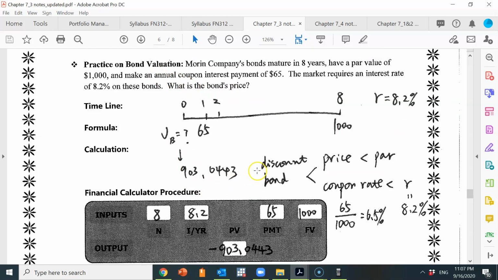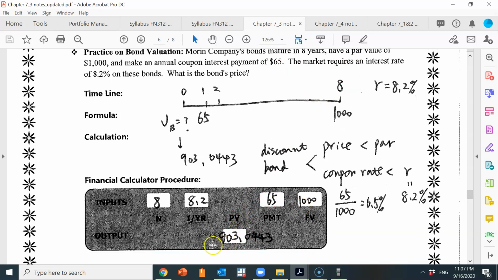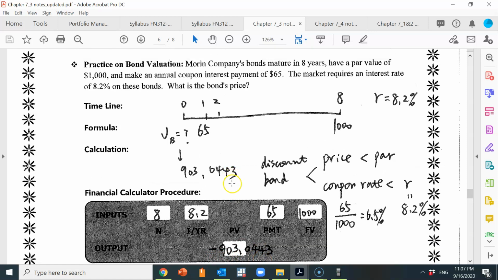Here we can just input N as 8 years, I as 8.2, payment as 65, future value as the par value 1,000. We have this 65 because it's given by the question here. And we compute for present value, we have bond price as 903.0443. And we say this is a discount bond because the price is lower than the par value and because the coupon rate here is lower than the interest rate 8.2.